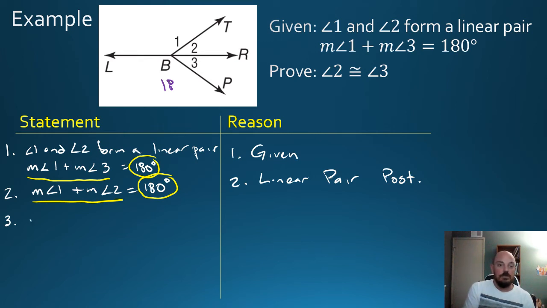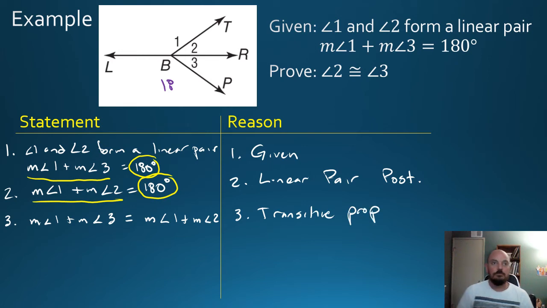So let's write that out. Let's write measure of angle 1 plus measure of angle 3, the top one, equals measure of angle 1 plus measure of angle 2. That's the transitive property. I noticed that 2 things were both equal to 180 degrees, so I can make those 2 things equal to each other. All right, take some of this out. I like to make notes while I'm talking, but I don't want them there cluttering up the proof.